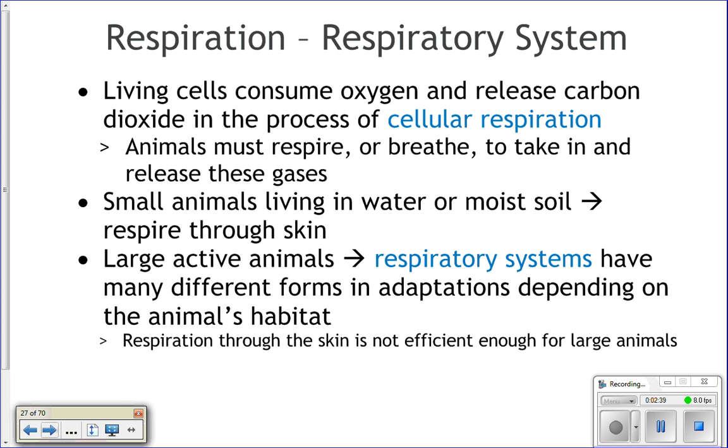And so animals must breathe or respire, some way to get the oxygen into their body and then get the waste product of carbon dioxide out. There's several different methods that animals can use to do this. If the animal is small enough, they can actually use their skin to diffuse oxygen into their body and carbon dioxide out. But if you have a larger, more active animal, they're going to have things like lungs or gills or something like that in order to actually capture enough oxygen and get rid of the carbon dioxide at a fast enough rate. So they are going to need more complex systems in order to accomplish the same goals.